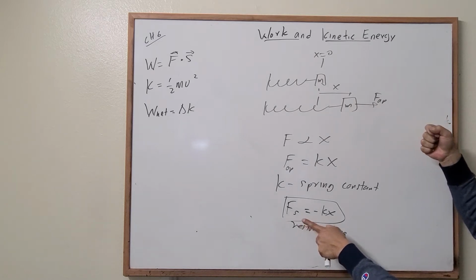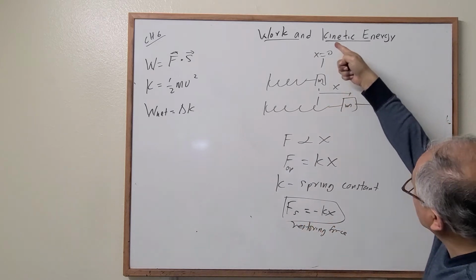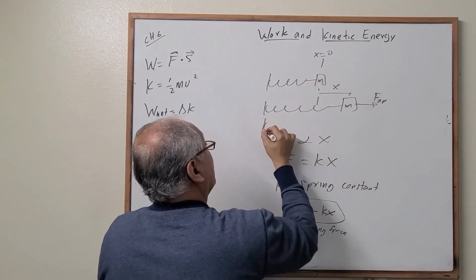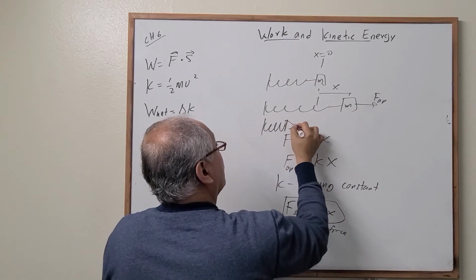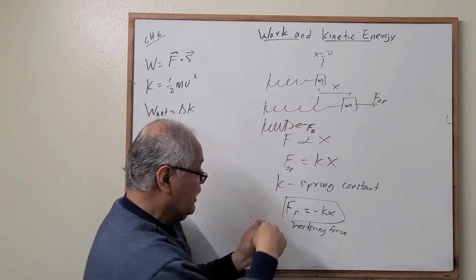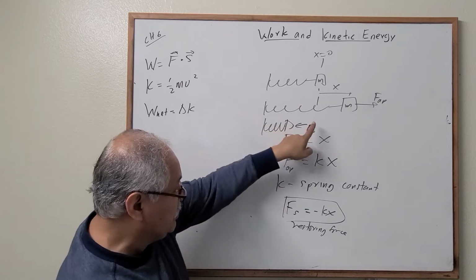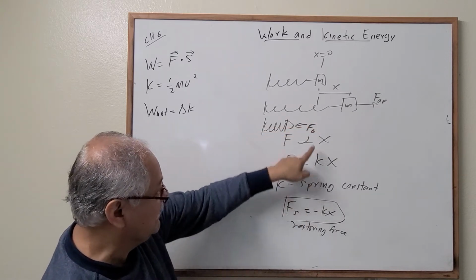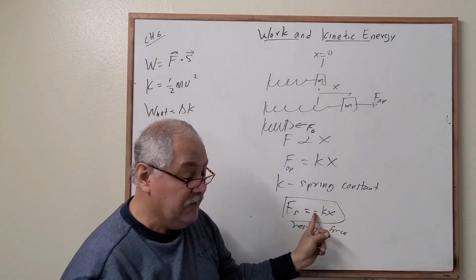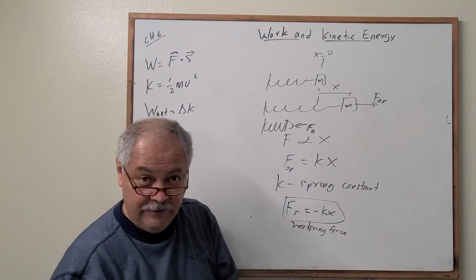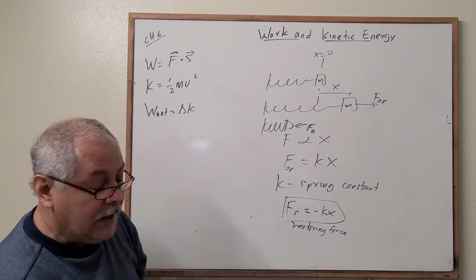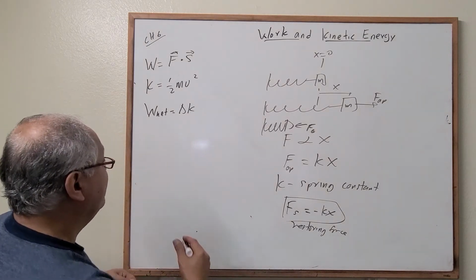This is the force done by the spring, and it goes opposite, toward the equilibrium position. If you compress the spring, you apply a force to compress it, so the force done by the spring is opposite, always toward the equilibrium position. That's the meaning of this negative sign right here. Perfect.